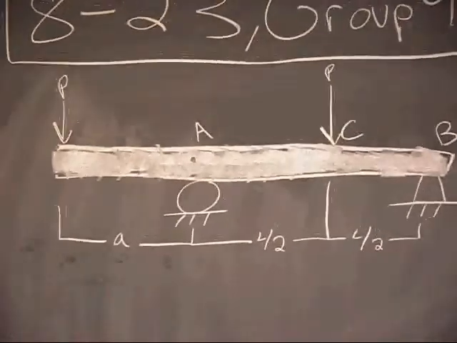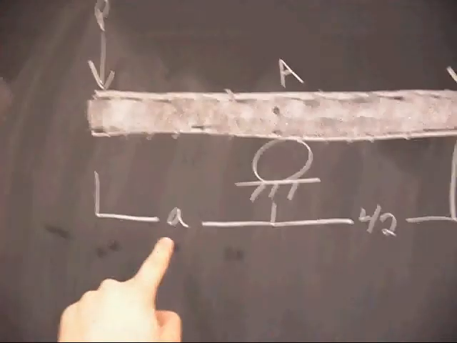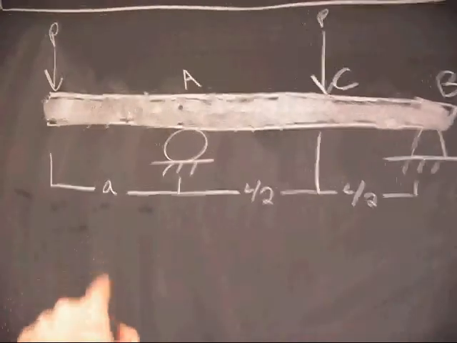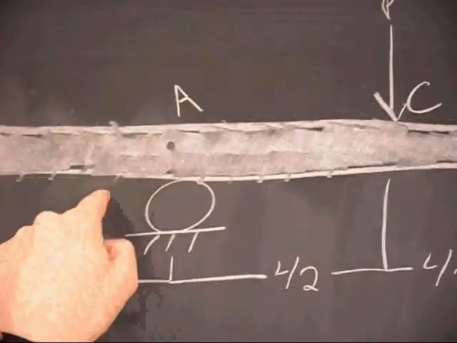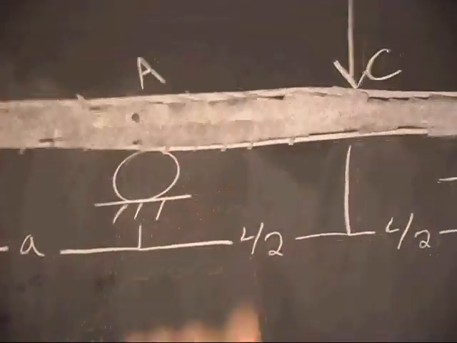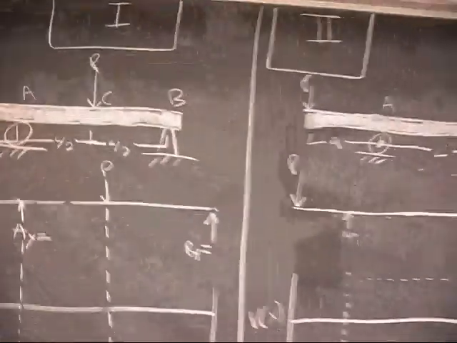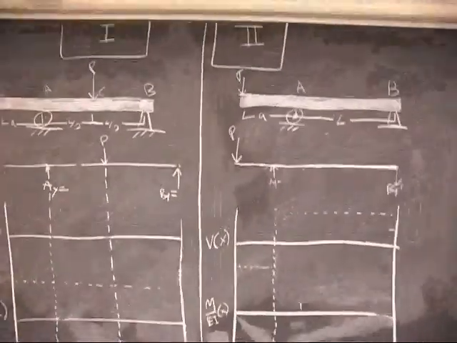Basically, we have this setup. We're given this distance as just A. And what we want to find in this problem is that distance A, knowing that the slope here at big A is equal to 0. To do this, we're going to be using the method of superposition. We have both our different beams set up here.